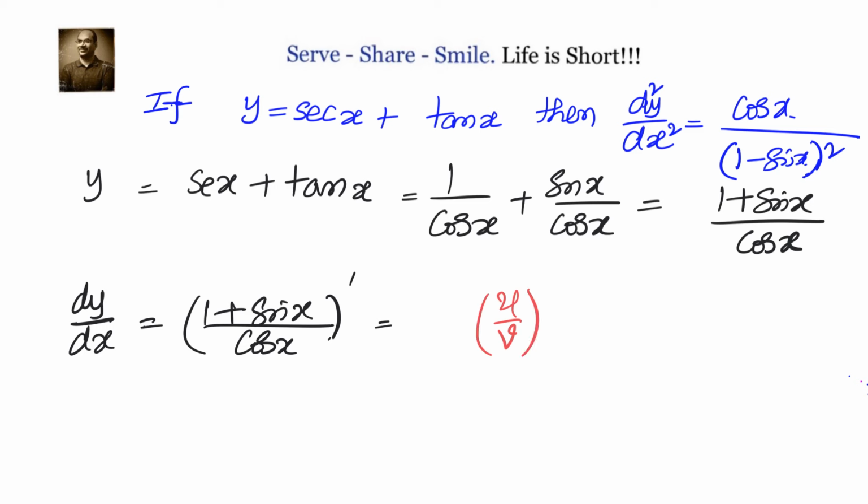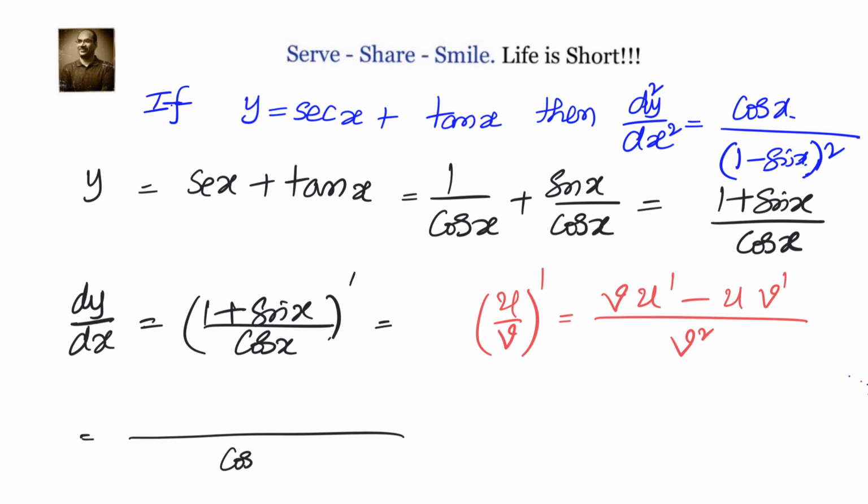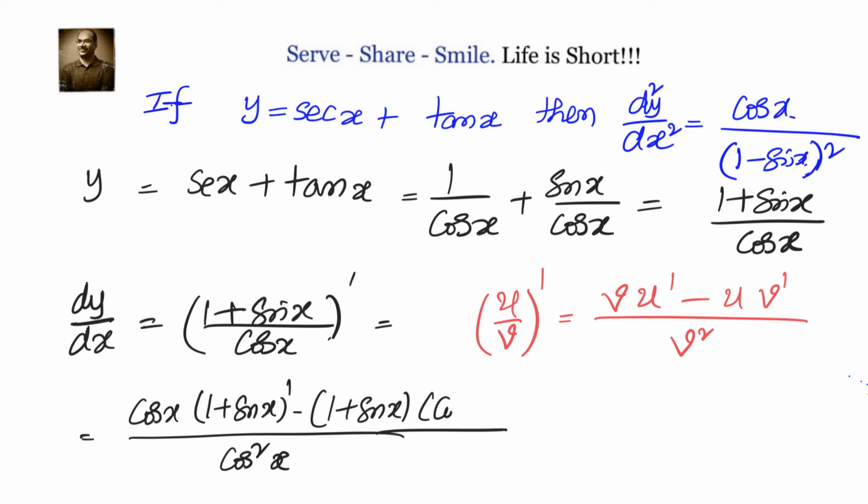for a ratio of two functions, if you want to find out the derivative, in the denominator you will have v square, the second function squared. In the numerator, second function into derivative of first function minus first function into derivative of second function. Let us substitute the values accordingly. We will have v square, that is cos square x, v is cos x into derivative of 1 plus sin x minus (1 plus sin x) into derivative of cos x.